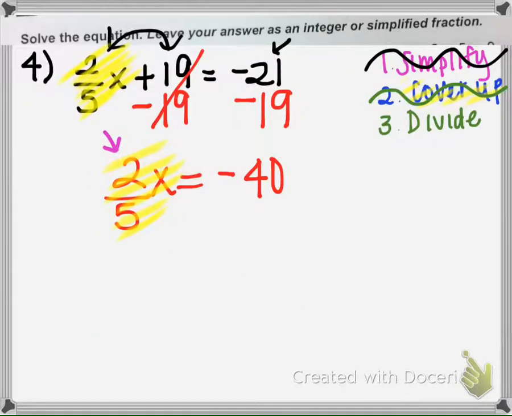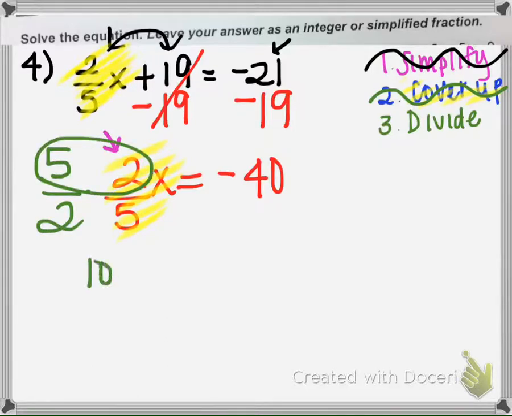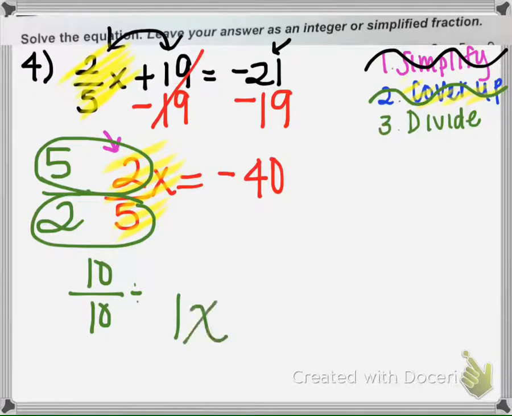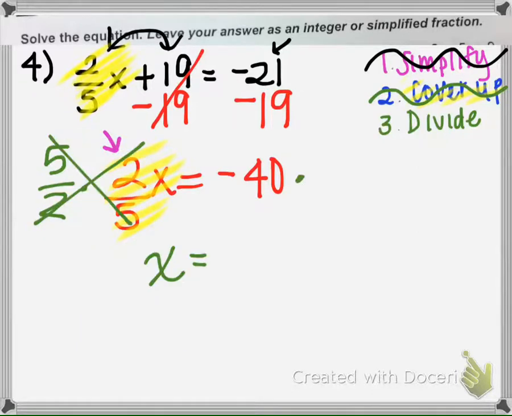So in this problem here, to get rid of this 2/5, we're going to multiply by 5/2. And again, the reason why that works is 5 times 2 is 10, and 2 times 5 is 10, and 10 divided by 10 is just 1. So we have gotten the x to just be 1x. And whatever we do to one side, we have to do the other. So we're going to multiply both sides by 5/2.